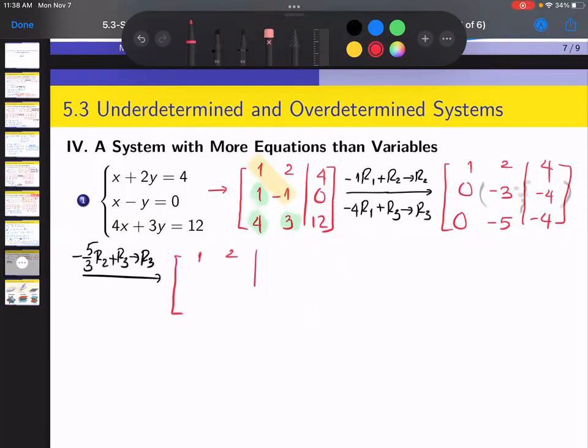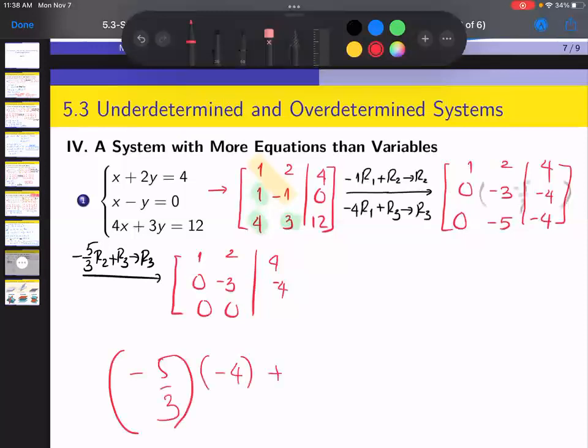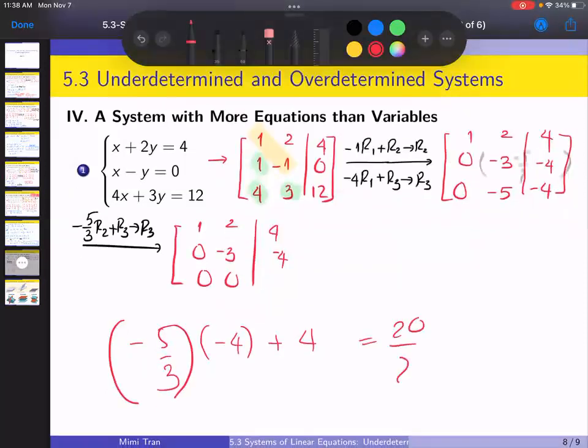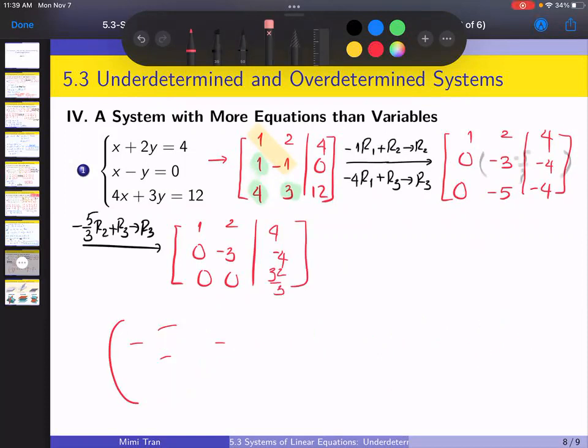Rewrite the first two lines. 0, 0. And then what does that one equal? So say -5/3 times -4 added to 4. So positive 20/3 plus 12/3. So what is that? 32/3. Right, 32/3. Is 0 equal to 32/3?